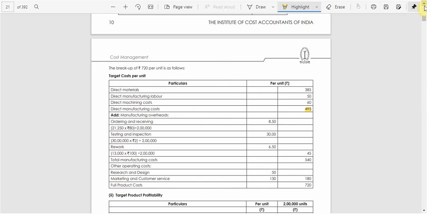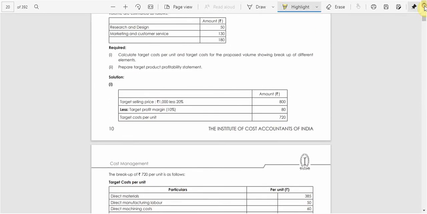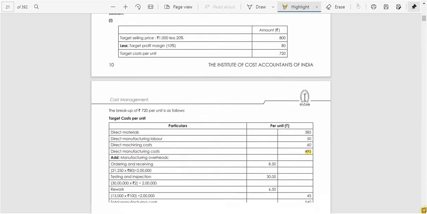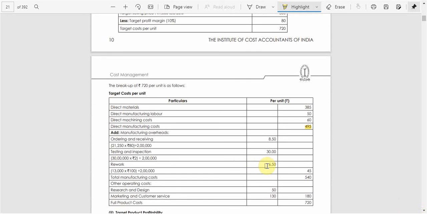And one more manufacturing overhead is rework. Units reworked is 13,000. It means there is a defect in the product and they have to change something in it. For each unit, it costs around 100 rupees. So it is 13,000 into 100 divided by 2 lakhs, because 2 lakhs is the number of units, which comes to 6.5. So this is the rework cost.